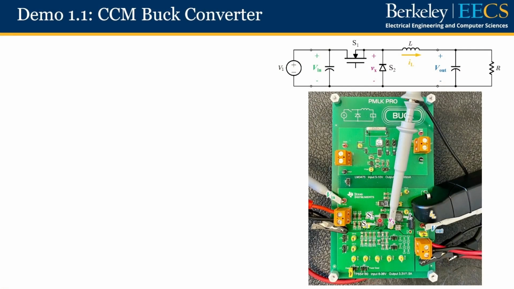In this buck converter, we have a high-side switch S1, which is a MOSFET, and a low-side switch S2, which is a diode. We also have an inductor, L, which is this circular component. The input of this buck converter is connected to the DC power supply at this terminal block, and its output is connected to the DC electronic load at this terminal block.